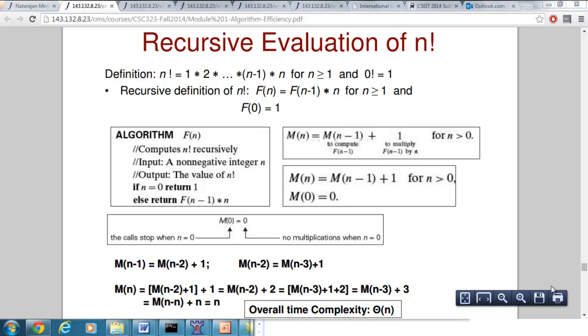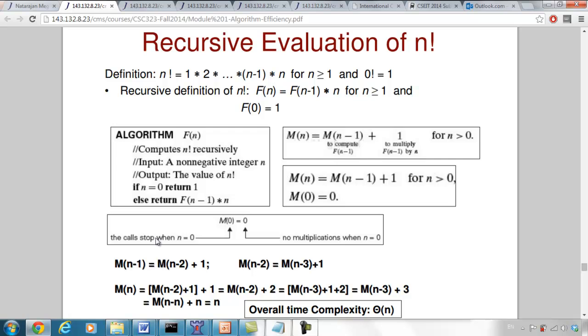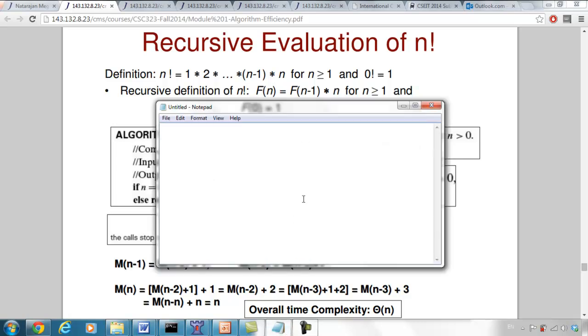A very classical algorithm to look at recursion is factorial evaluation, which could also be done iteratively, which we'll see a little later. But let's look at what factorials are.